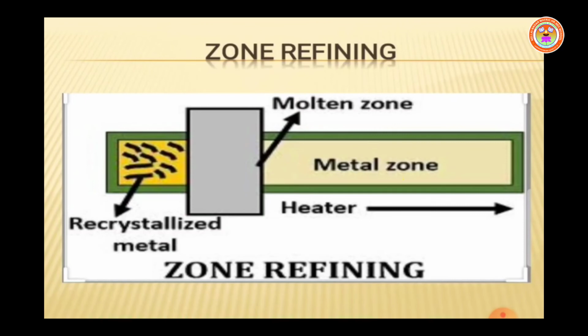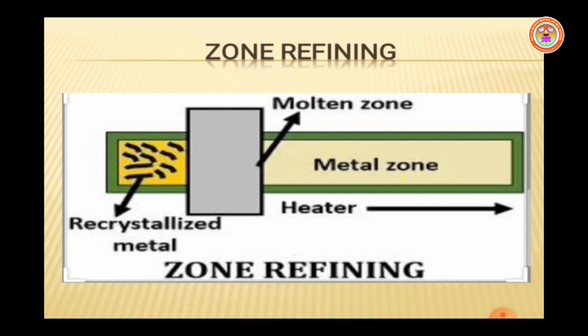So, the principle of zone refining is, this method is based on the principle of fractional crystallization. When an impure metal is melted and allowed to solidify, the impurities will prefer to be in the molten region. That is, the impurities are more soluble in the melt than in the solid state metal. Understand, children? Now we can see the process.